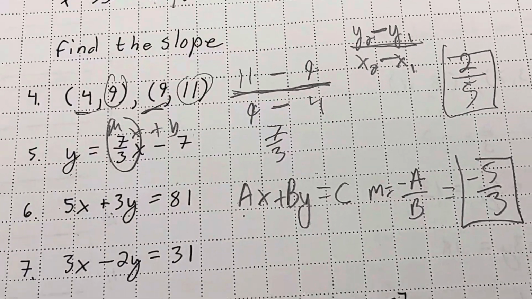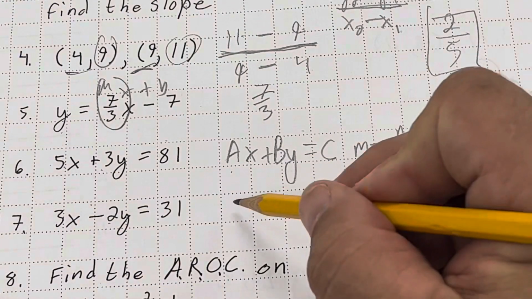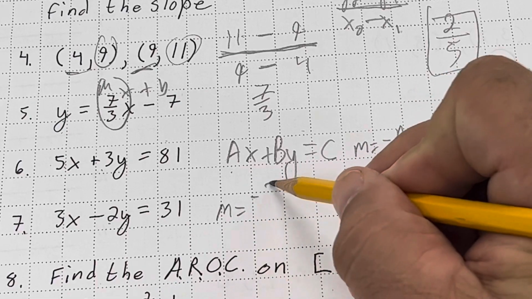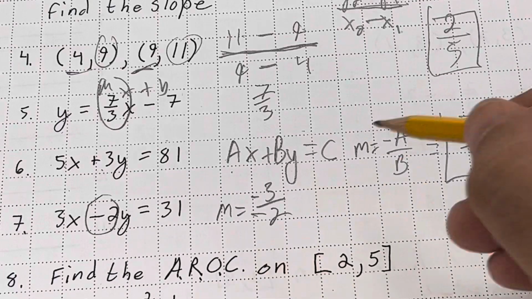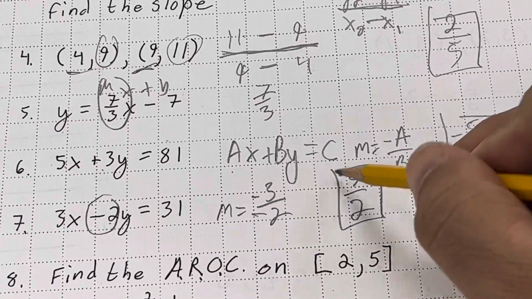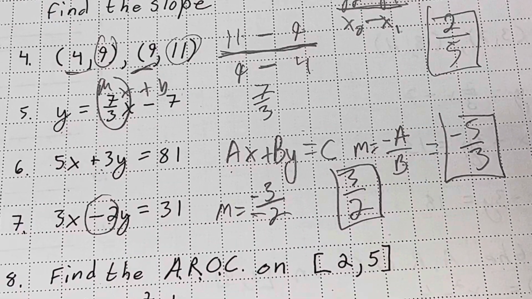Opposite of a over b. So that would be -3 over -2. Slope equals -3, the opposite of a over b. B is -2. And that would simplify to just 3/2. That move, opposite of a over b, is very, very convenient.